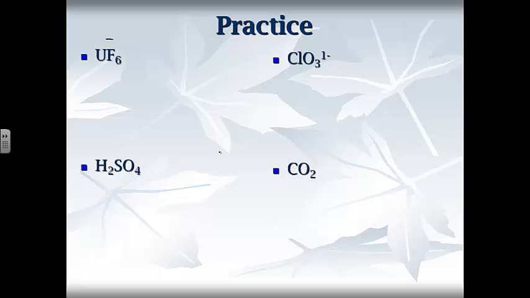Okay, so UF6. There's always going to be at least one that has a rule. So fluorine is minus 1. There are 6 of them. The whole thing has got to be equal to 0. So uranium has to be plus 6. So these are my answers. If it asked the question, uranium's oxidation number would be plus 6. Fluorine would be minus 1. So again, you got to do the tops.